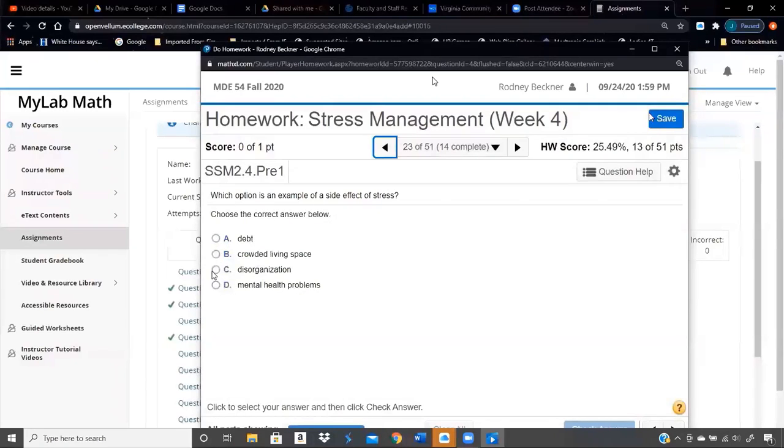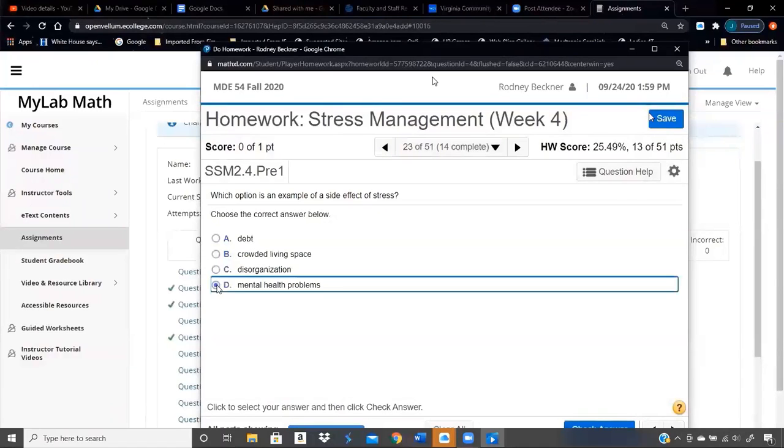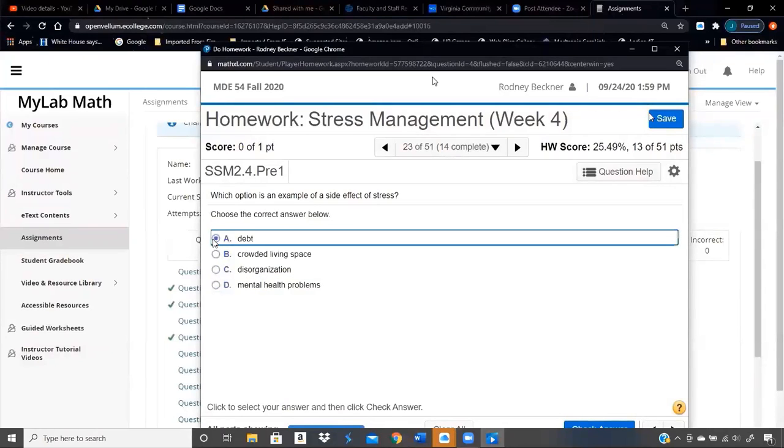Debt, crowded living space, disorganization, mental health problems. I don't know that stress is going to lead to mental health problems necessarily. Notice the inflection of my voice. It can certainly cause you to have other bigger problems that can then lead to mental health issues potentially. Debt, I mean, stress could lead to overspending, and overspending leads to debt. Some people use shopping as a healing device, I guess, is what I'm trying to say here.